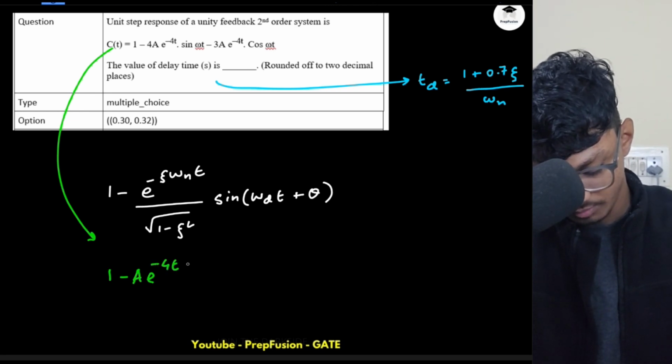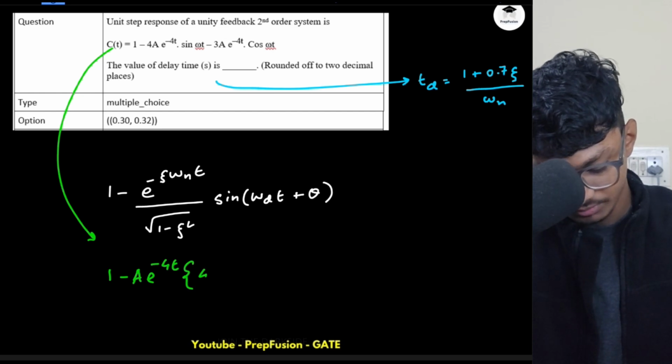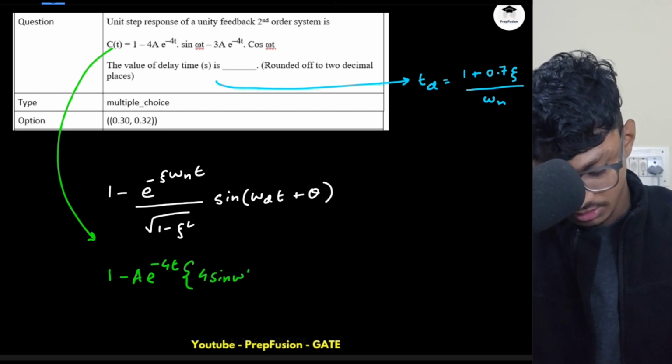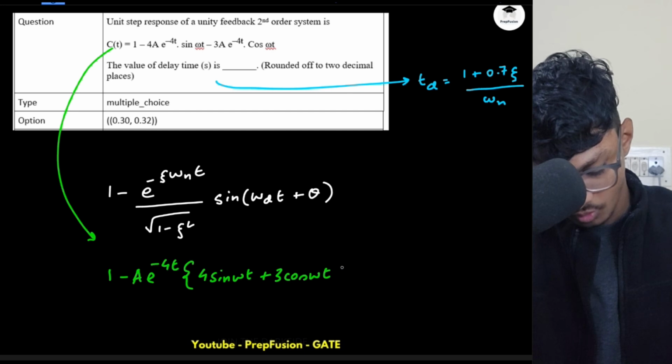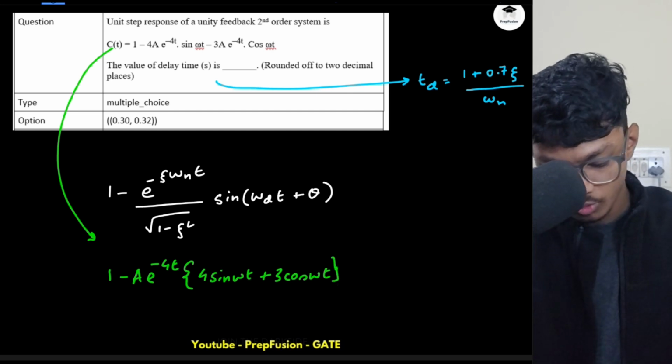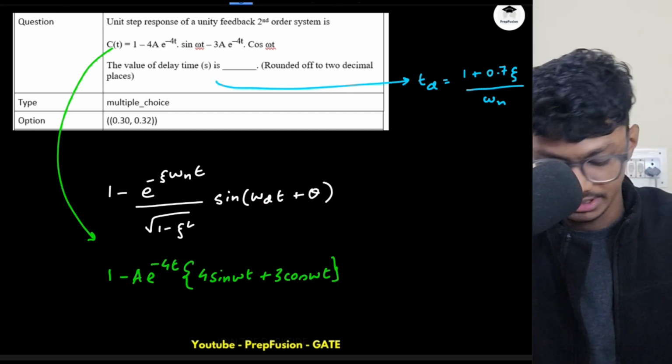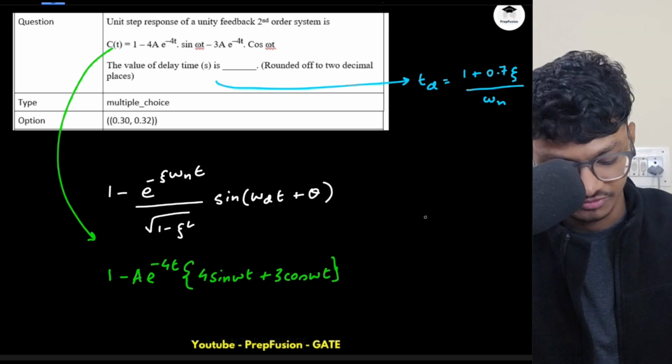I can take common, right? From everything I can take common. Then this will be simply 4 sine omega t plus 3 cos omega t. Okay, now how do I convert this into a single sine? If you know the formula, that's great. If you don't remember the formula, you can always take help of the phasor.